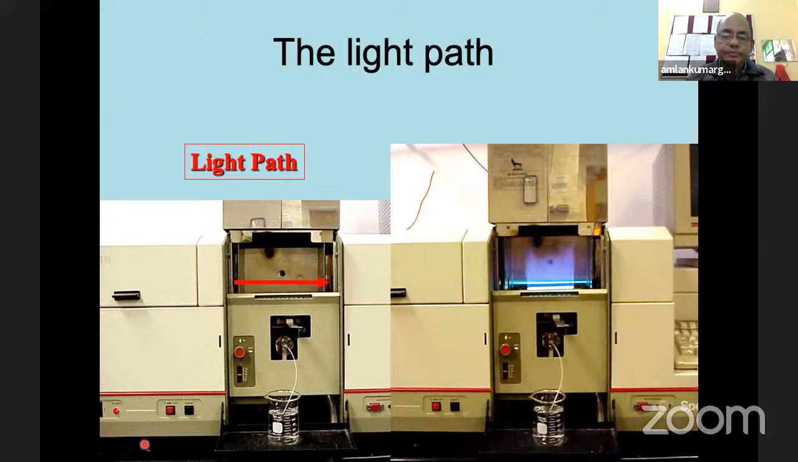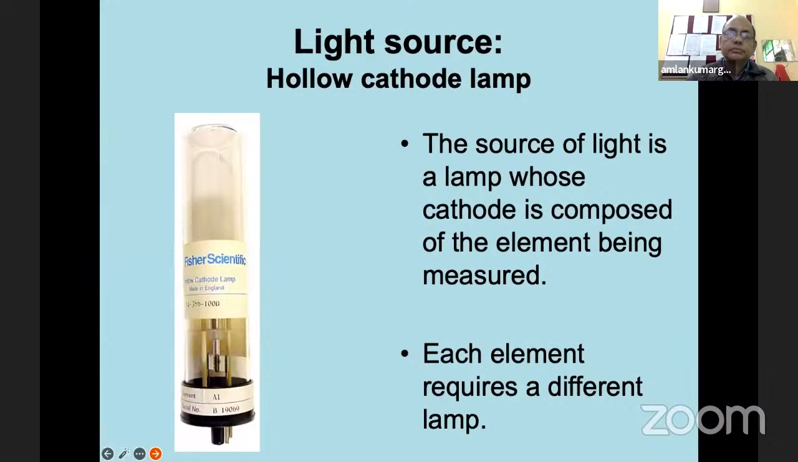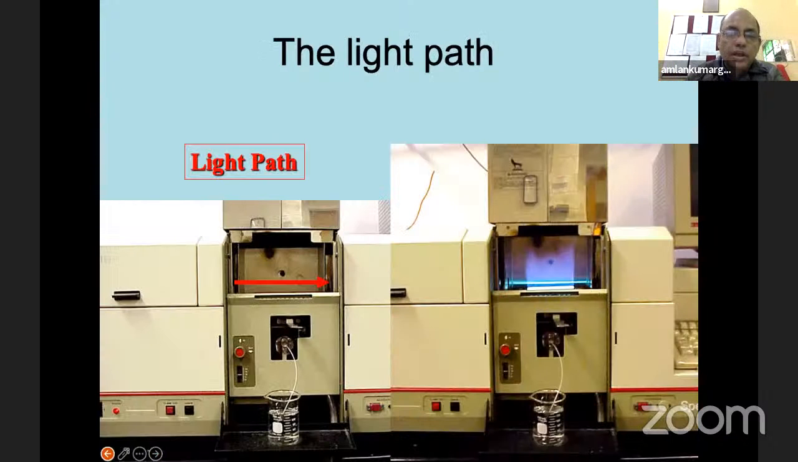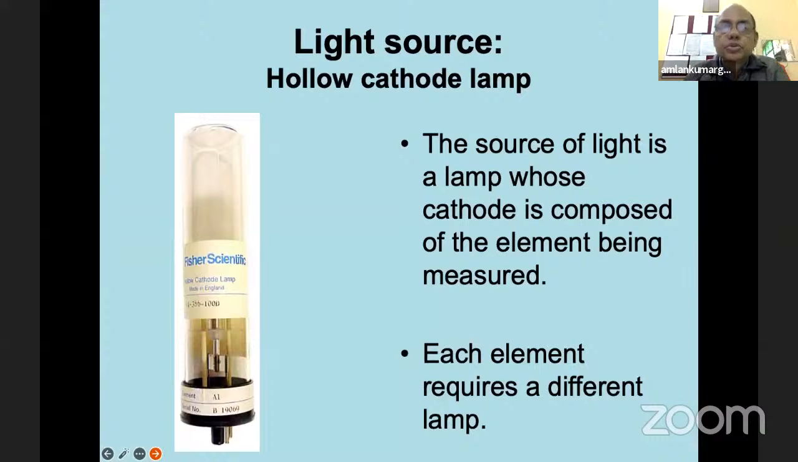Now where does this light come from? The light comes from the hollow cathode lamp. The source of light is the hollow cathode lamp. Why is it called hollow cathode? Because the shape of it is like a hollow cathode.